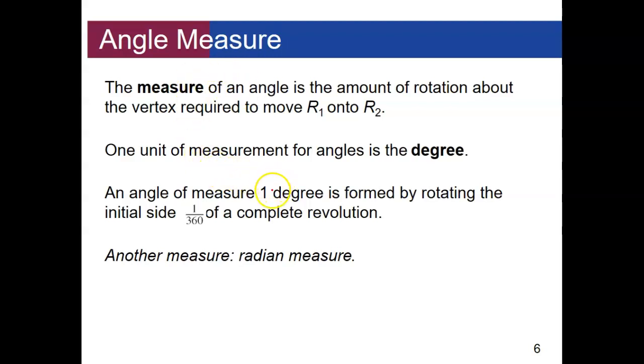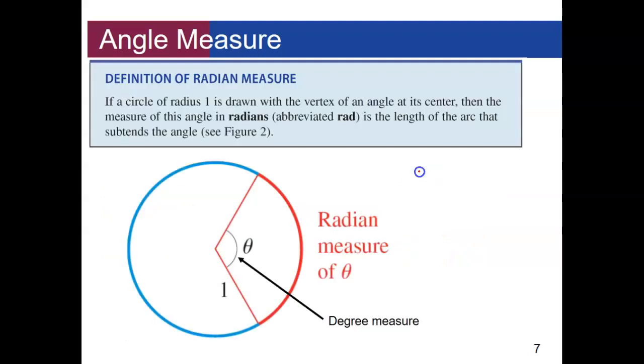So an angle of measure 1 degree is formed by rotating the side 1/360th of a complete revolution. We know that to go all the way around a circle is 360 degrees, so 1 degree of that is going to be 1/360th of the circle. So we can measure our angles in degrees. We can also measure them in radians.